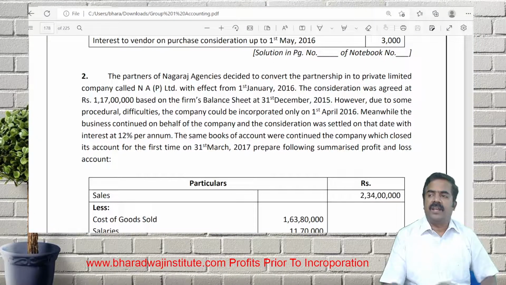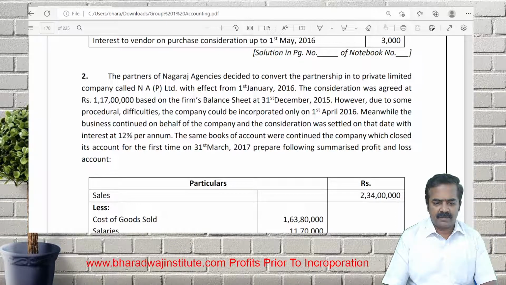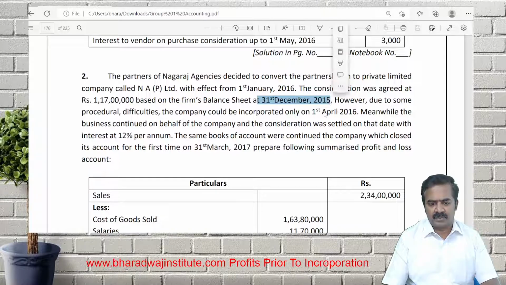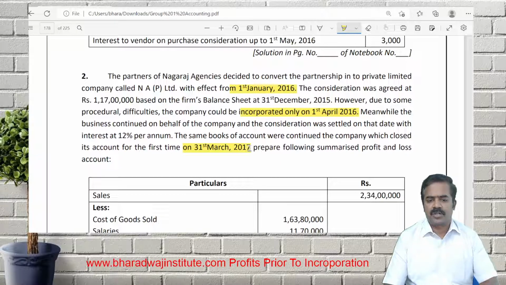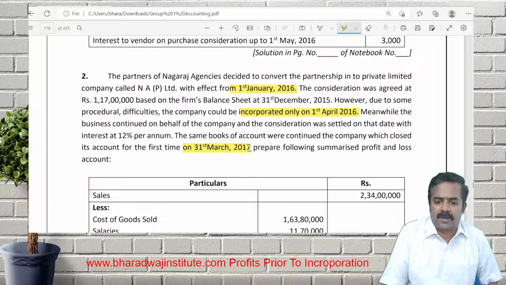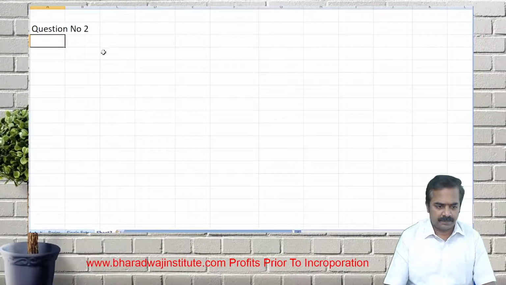The period of accounting need not be 12 months always. You look at when the business was taken, 1st January 2016. Okay, consideration is given on 31st December 2015. When the company was incorporated, for ratio purpose, what matters is date of acquisition, date of incorporation, and date of preparation of final accounts. So from 1st January to 1st April, it becomes pre-incorporation period. How many months? 3 months. And post-incorporation period is 12 months.